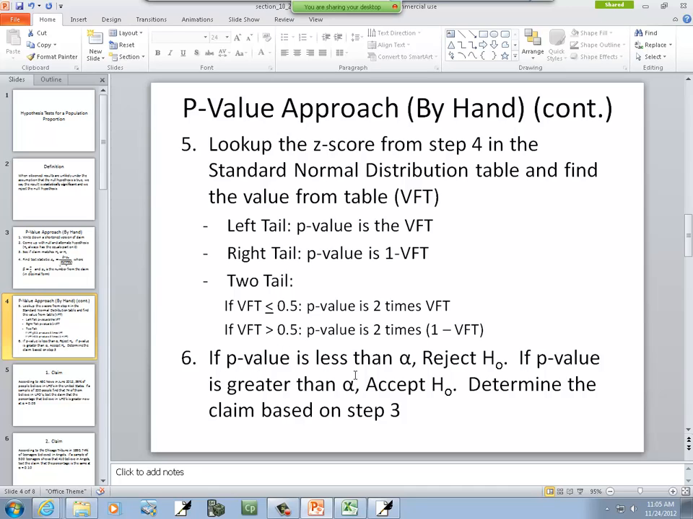Step 6. If the p-value is less than alpha, reject H0. If the p-value is greater than alpha, accept H0. Determine the claim based on step 3.